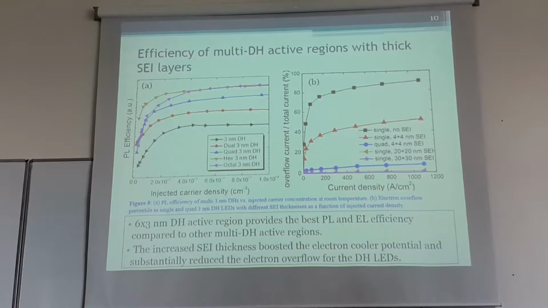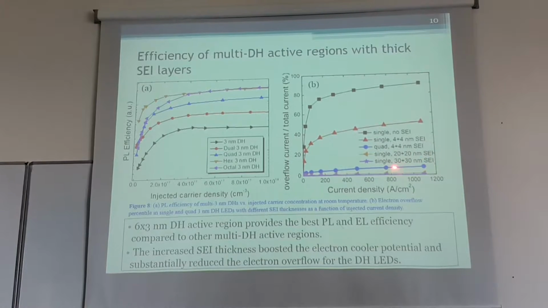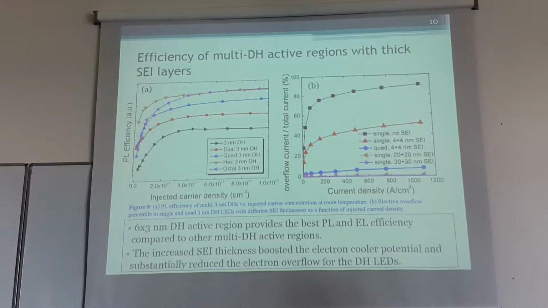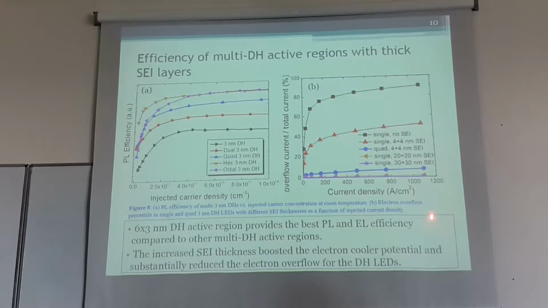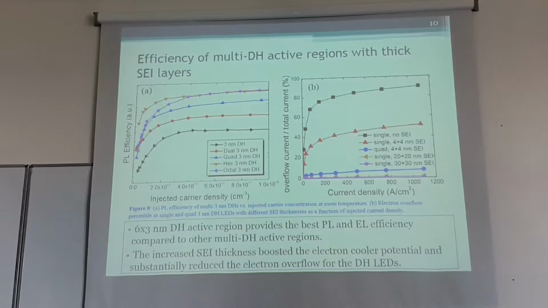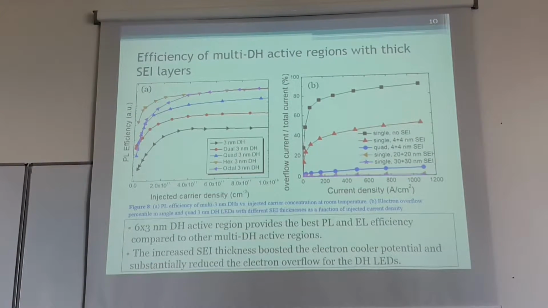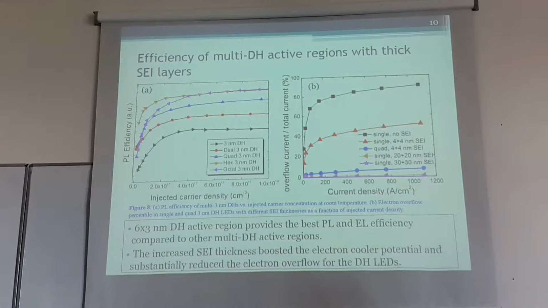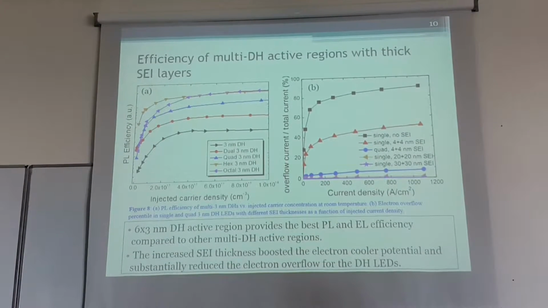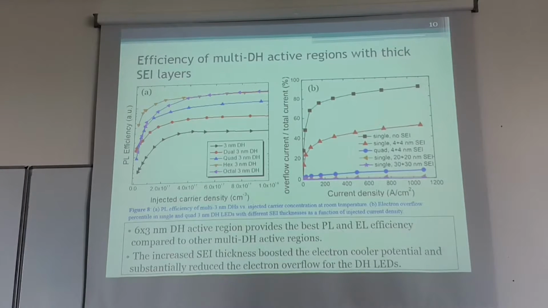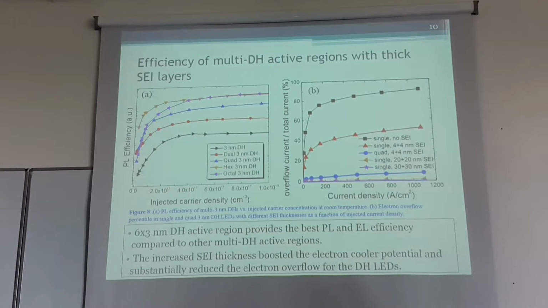And we increased to 20 plus 20 nanometer and 30 plus 30 nanometer SEI, and we saw that there is a significant difference with increasing the SEI thickness. And we found that we can only increase these layer thicknesses to some level. So it was the 20 plus 20 nanometer SEI layer, and this is the best design, 6 by 3 plus 20 plus 20 nanometer SEI layer.